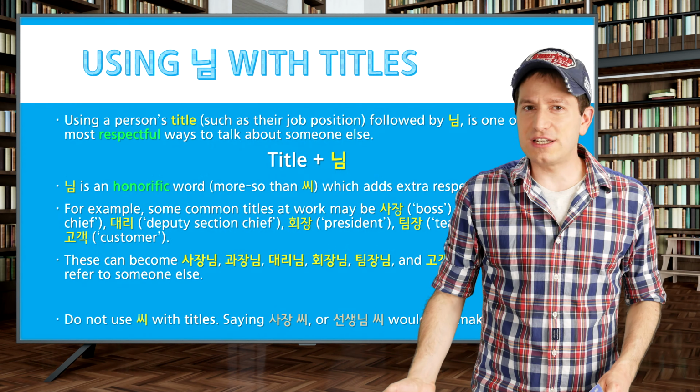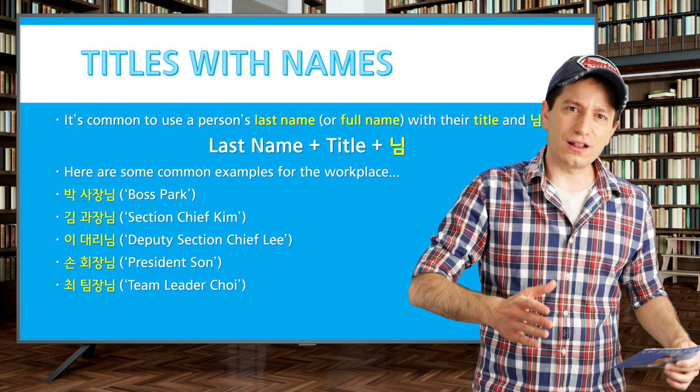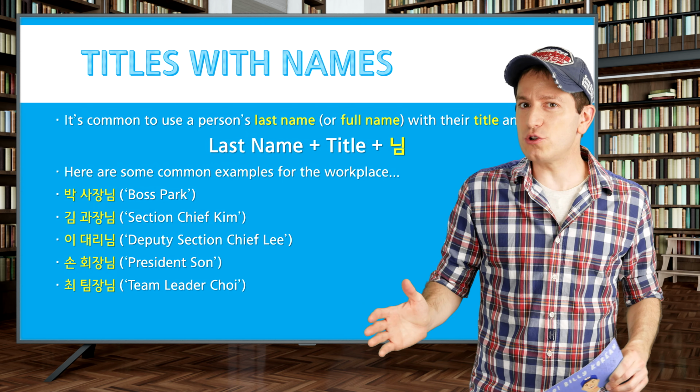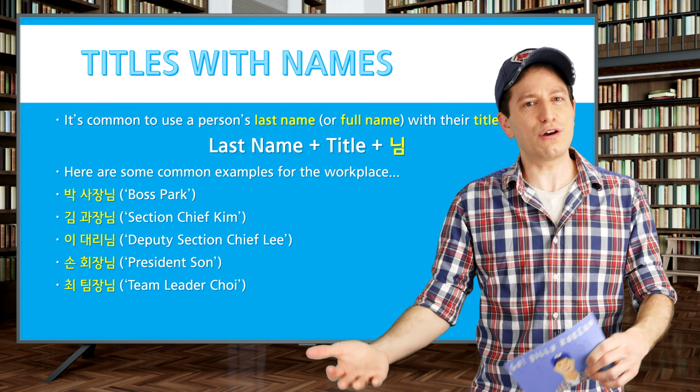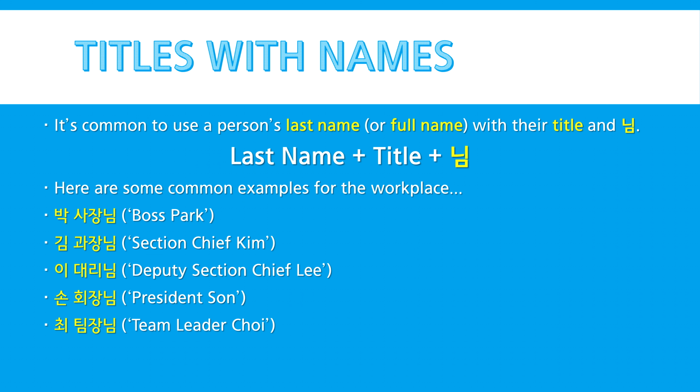It's also common to use 님 together with a person's name, followed by their title, and then 님. This will most often be their last name. Here are a few common examples that you might find at the workplace. 박 사장님, boss Park. 김 과장님, section chief Kim. 이 대리님, deputy section chief Lee. 손 회장님, president 손. 최 팀장님, team leader 최.